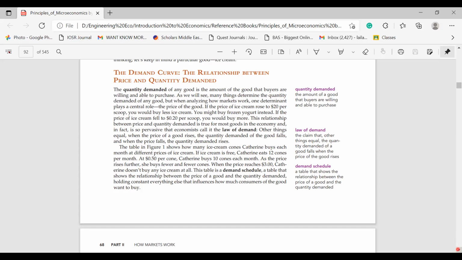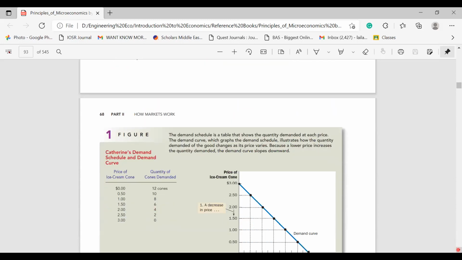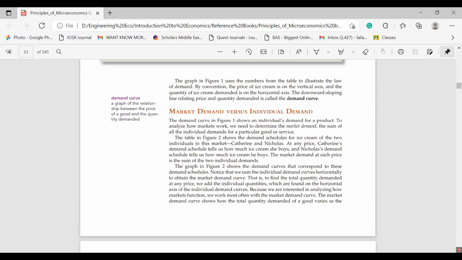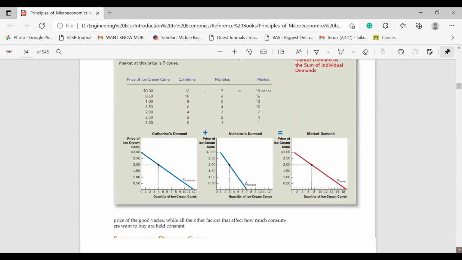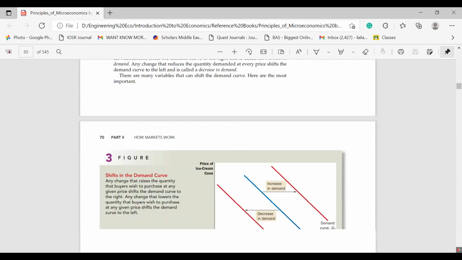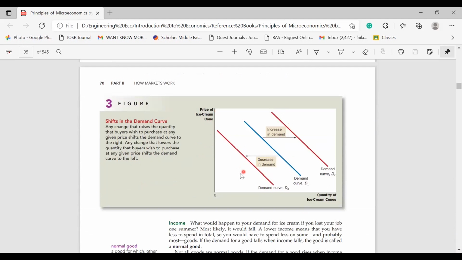But what if we try to bring those factors into the calculation? If we consider them, what will happen there? Then we will find out the demand curve will shift. That means there will be an increase or decrease in the demand curve. So for that purpose, again, I will try to draw another figure.